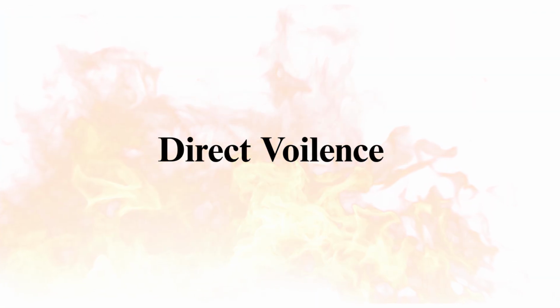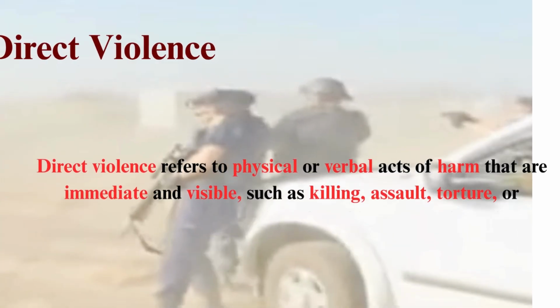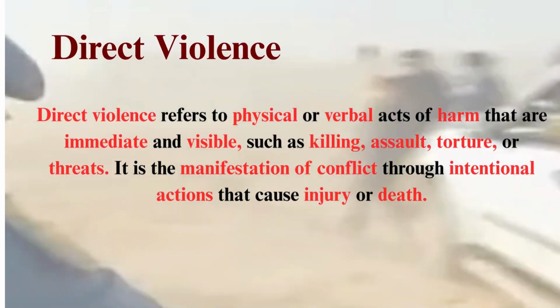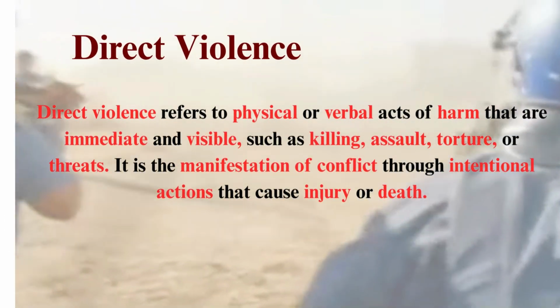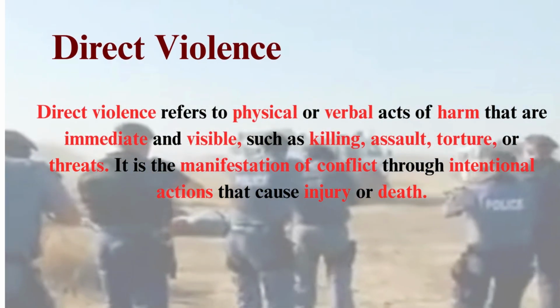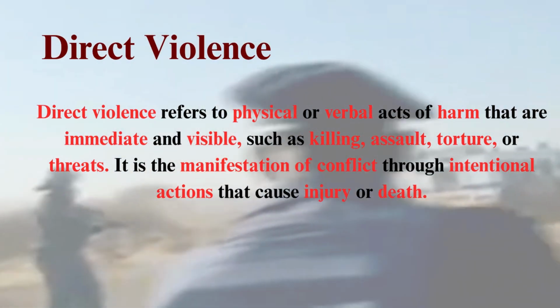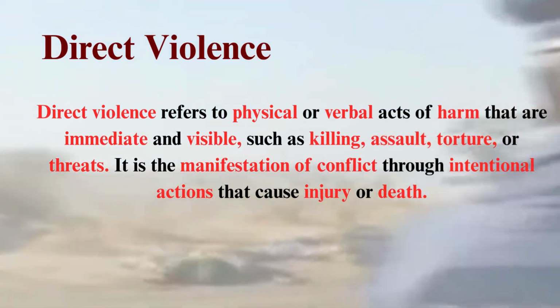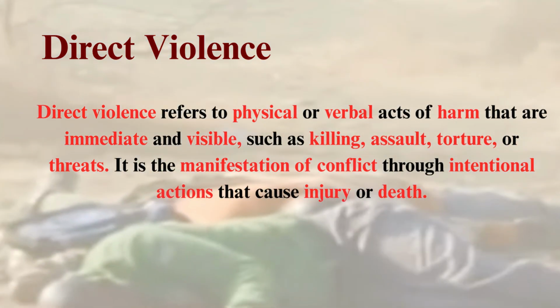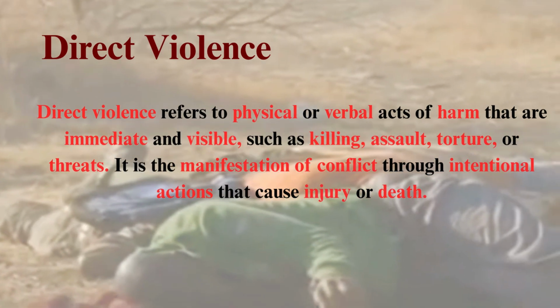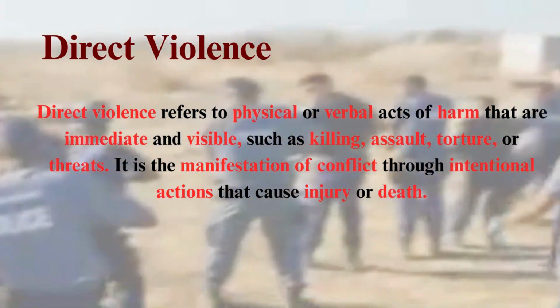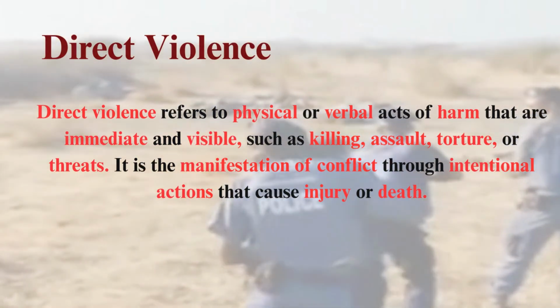First, we have direct violence. Direct violence refers to intentional acts that inflict immediate harm, physically or verbally, such as assault, murder, torture, or threats. It's the most visible expression of conflict, where power or frustration is enacted through force, often with clear perpetrators and victims. This form of violence captures attention, but is only the tip of the iceberg.